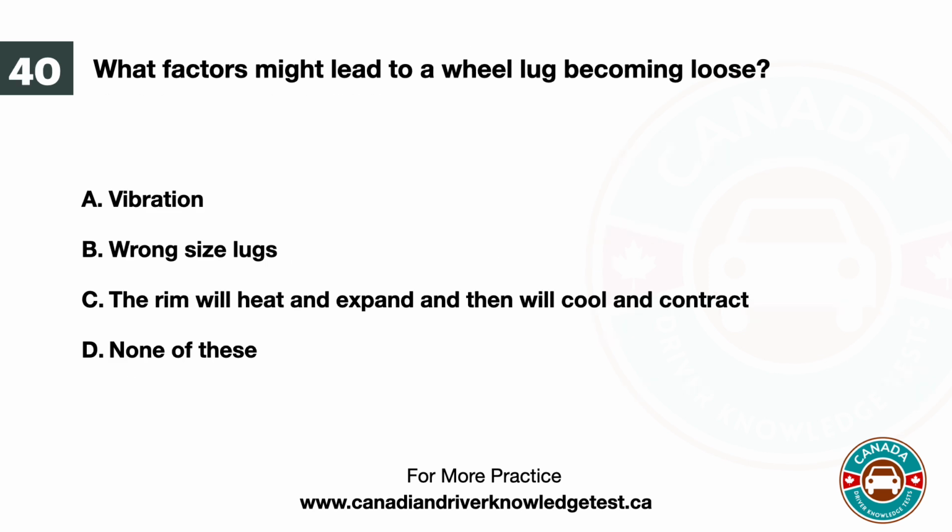Question 40. What factors might lead to a wheel lug becoming loose? A. Vibration. B. Wrong size lugs. C. The rim will heat and expand and then will cool and contract. D. None of these. The answer is C. The rim will heat and expand and then will cool and contract.